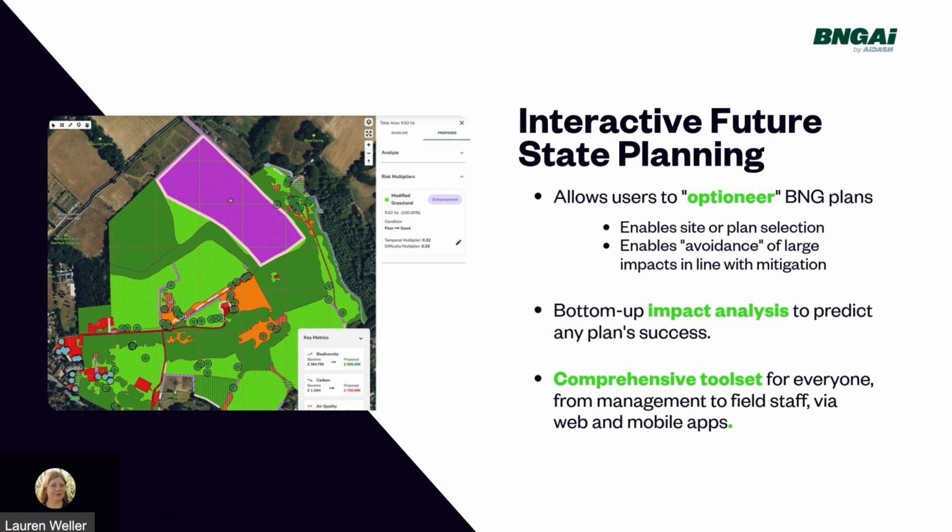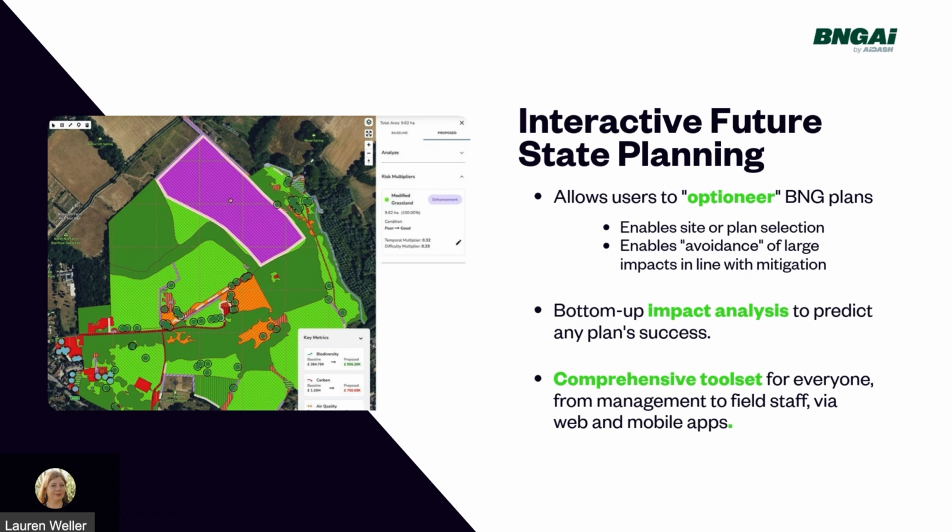So this is what I was talking about with optioneering. So you can enable site or plan selection. You can also avoid the largest impacts, which is very much in line with the mitigation hierarchy. So as we said, we'll often have developers come to us and they'll go, okay, great, we'll look at the site, and then they'll see that there's a fen on it and go, oh, wow, that has an irreplaceable habitat. Perhaps we shouldn't buy this particular site. And I always see that as evidence of the mitigation hierarchy actually working. We're seeing the developers use remote sensing data in order to enable that avoidance part of the hierarchy.